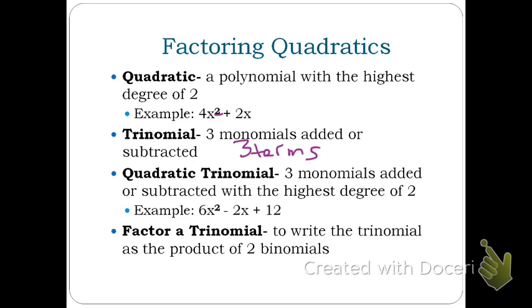So we are going to be factoring trinomials. To factor a trinomial, it's always the product of two binomials. So you're always going to get two sets of parentheses with two terms, either added or subtracted, inside of them.